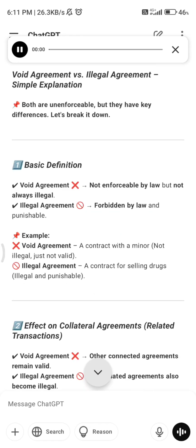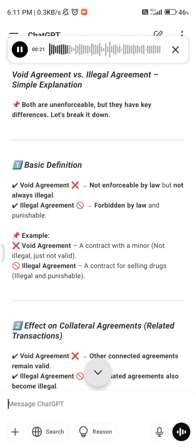Void agreement versus illegal agreement, simple explanation. Both are unenforceable, but they have key differences. Let's break it down. 1. Basic definition. Void agreement: not enforceable by law, but not always illegal. Illegal agreement: forbidden by law and punishable.